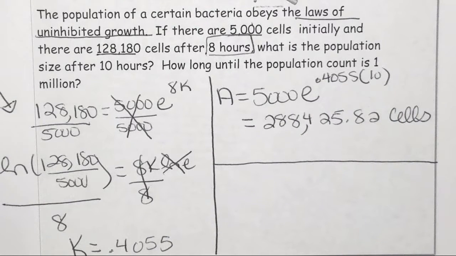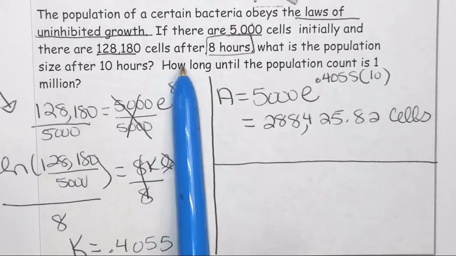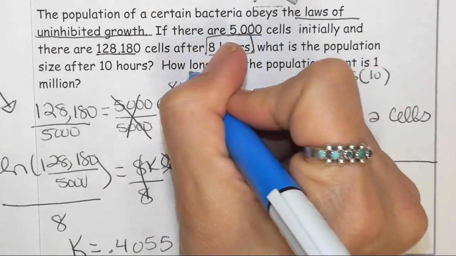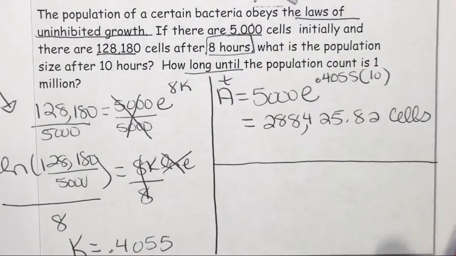Tell me what questions you have. They're really quiet, more so than normal. All right, they asked me a second question. They want to know how long until the population count is 1,000,000. They want to know how long we're looking for time again.